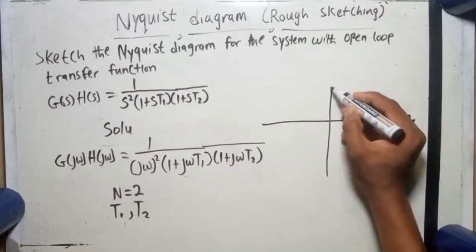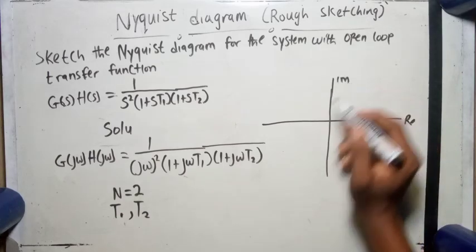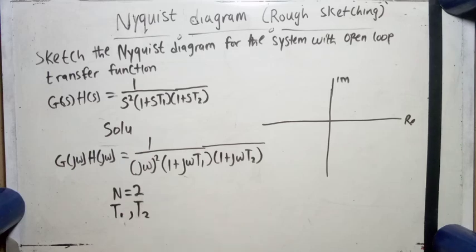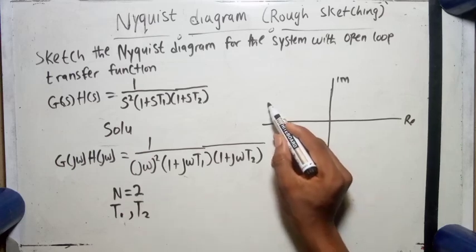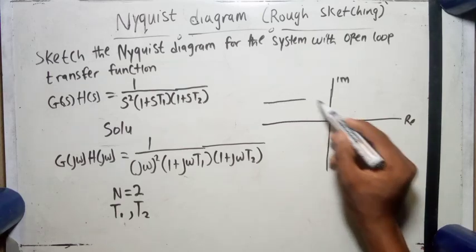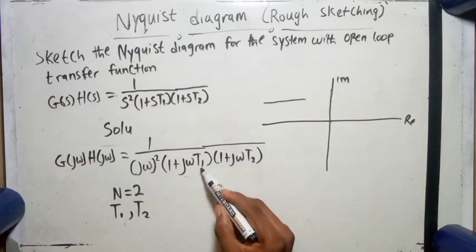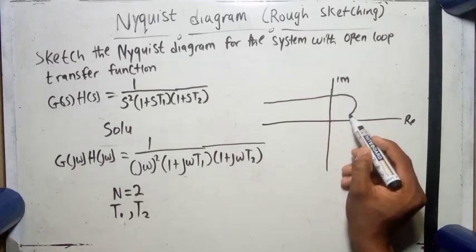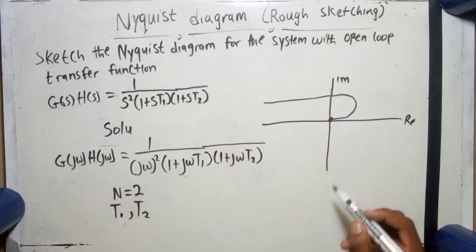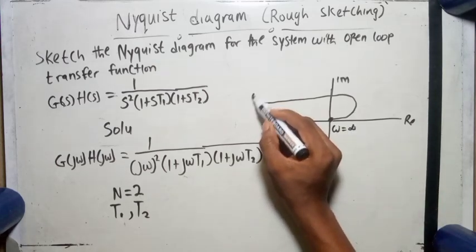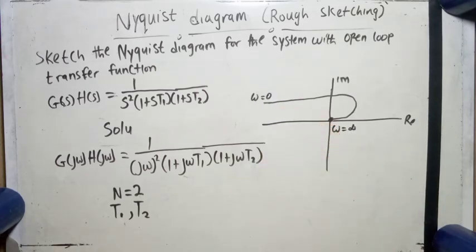Here being your real axis, here being your imaginary axis. Now since N is 2, definitely we're going to start from here. So we'll start from this point. We're not going to terminate it directly here. Since we now have T1 and T2, it means we're going to make it span 2 quadrants, and then finally we terminate it at this point. At this point, omega is infinity. At this point, omega is 0. As easy as that.